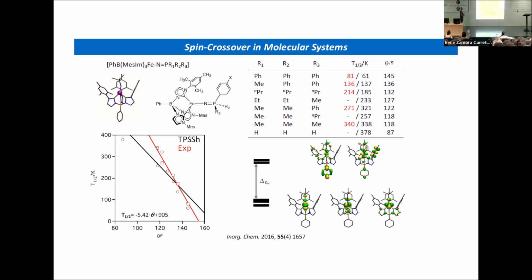So in this correlation, we have indeed the correlation with the Tolman cone angle, but the explanation for this linear relationship is based on the electronic structure. So we are getting more or less right numbers. I think that the accuracy is more than enough for this type of calculations.